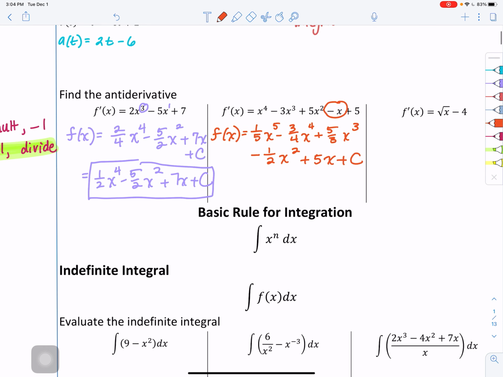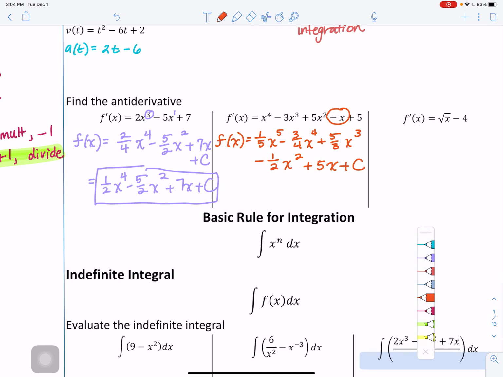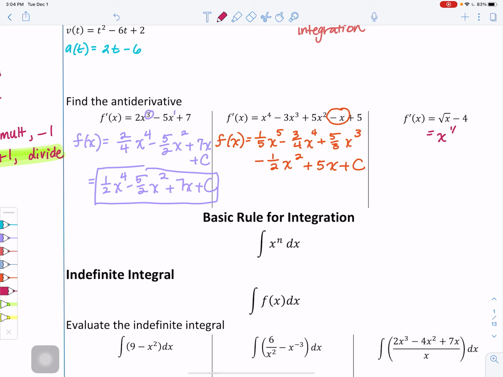Okay, just like when we were taking the derivative in the past, we want to write our functions so that it's easier to use our power rule, so to speak. So this is x to the 1/2 minus 4. Let's go ahead and find f of x. So I'm going to take 1/2 and add 1. So that would be 3/2. And then I have to divide. So that's 2/3 x to the 3/2 minus 4x plus c. Okay?